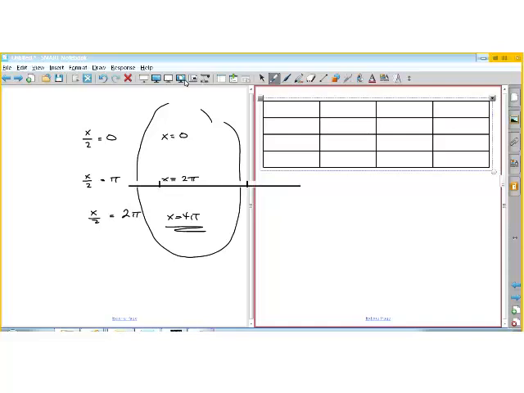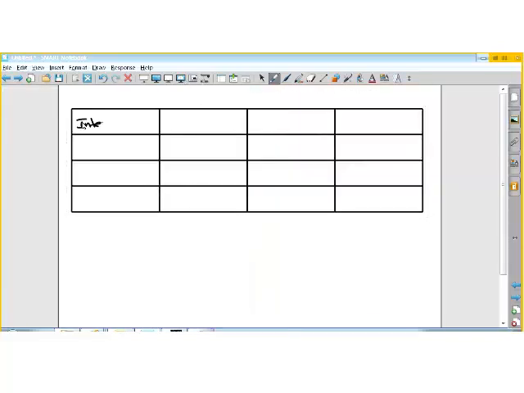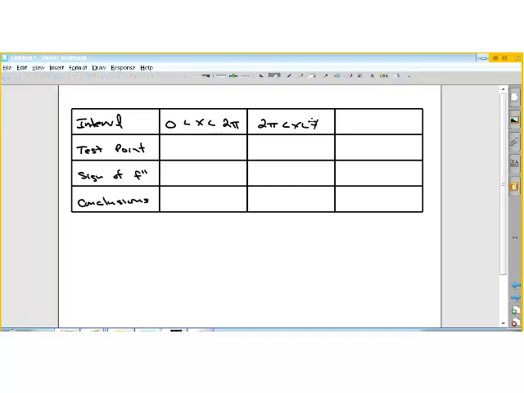So in our case, our intervals, let me put them on page so you can see better. So we have interval, we have test point, we have the sign of the second derivative, and we have the conclusions. So our intervals are from 0 to 2 pi, 2 pi, actually I think we only need 2 columns. Yeah, 2 columns. 2 pi to 4 pi.